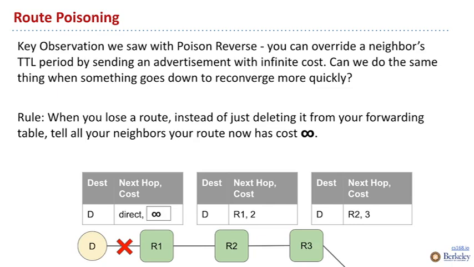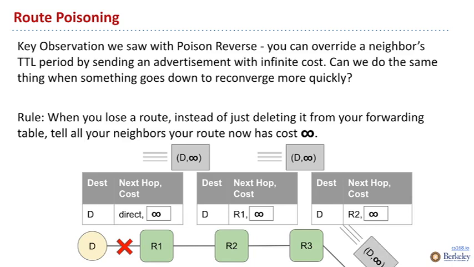Well, following route poisoning, R1 is going to advertise that infinity to R2 to let R2 know that it has a cost, that R1 now can no longer reach D. And then D is going to update its table and say infinity. And R2 is going to update its table to say infinity to D. And now R2 is going to advertise to R3 and say, hey, my cost to D is now infinity. And that's going to continue onwards.